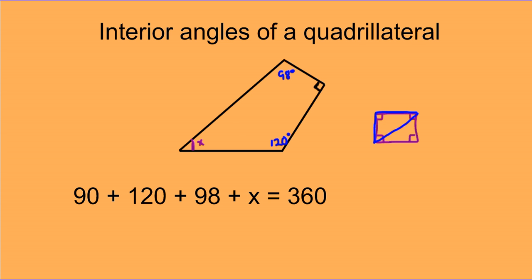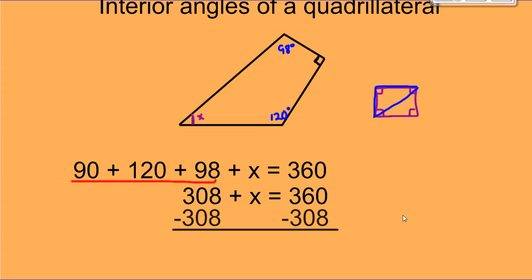The first thing in this problem that I want to do is to combine my constants here. Okay, 90 plus 120 is equal to 210, plus another 98 equals 308, plus x equals 360. Our next step is to subtract that constant from both sides so that we get our variable by itself, or isolate the variable. And we use that subtraction property of equality when we do this.